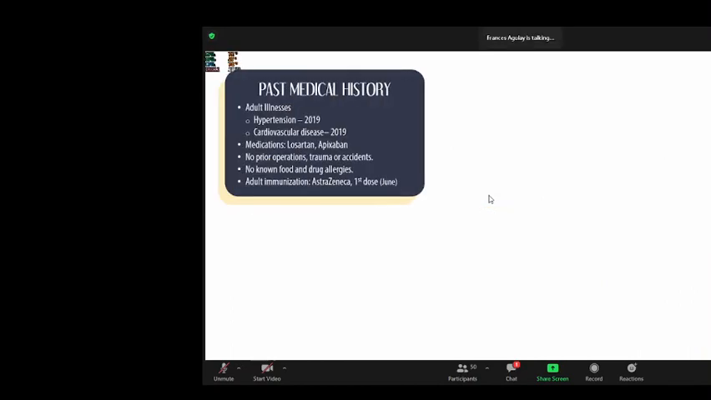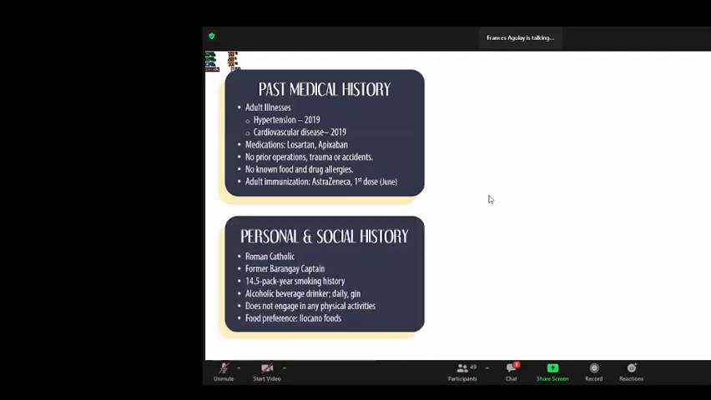So for his past medical history, the patient was diagnosed with hypertension and an unrecalled cardiovascular disease last 2019. He was given losartan and apixaban. He has no prior operations, trauma, or accidents. He has no known food and drug allergies. And he was given his first dose of AstraZeneca last June.